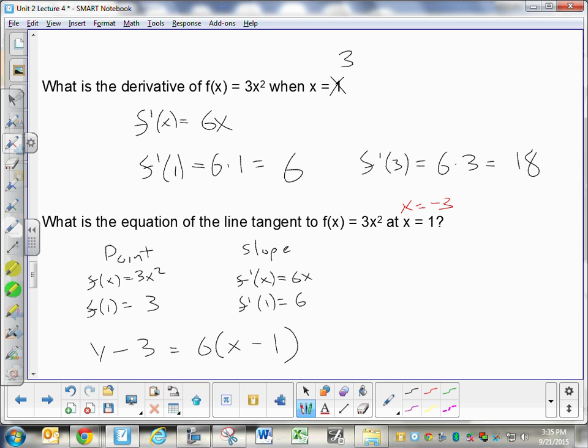You won't have to check with a neighbor, because if you have your calculator, you can check with your calculator by graphing 3x squared and your line. You'll have to solve for y, but you can simply just add this number to the other side. And you should be able to see 3x squared and your line being tangent to it.